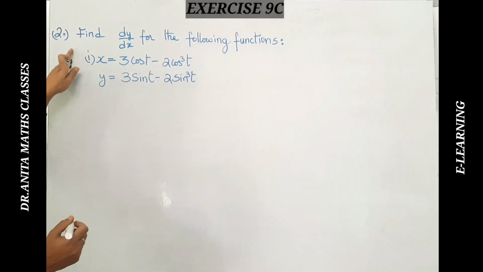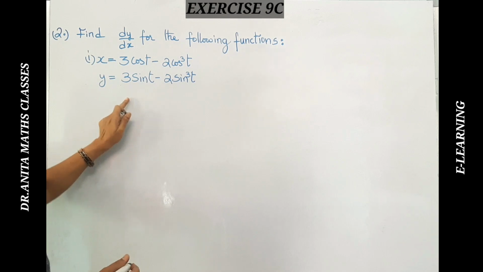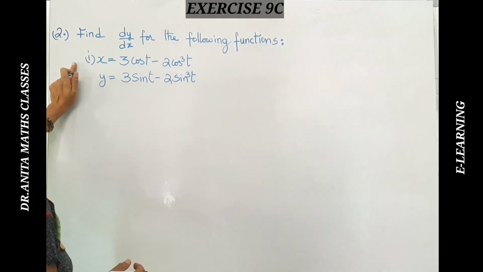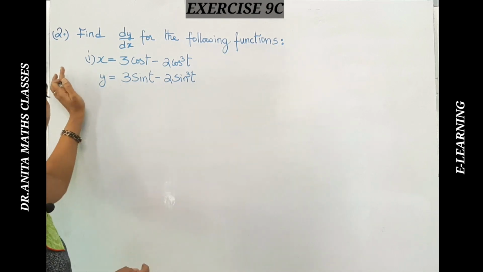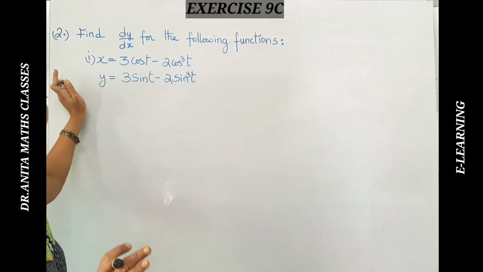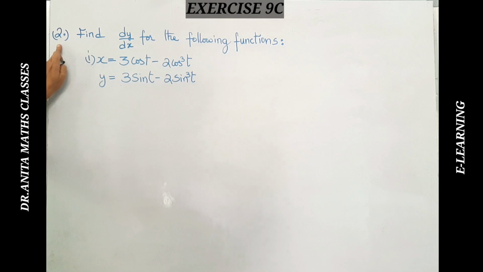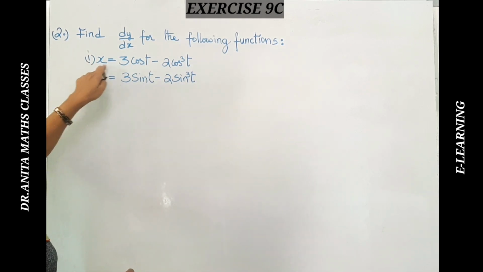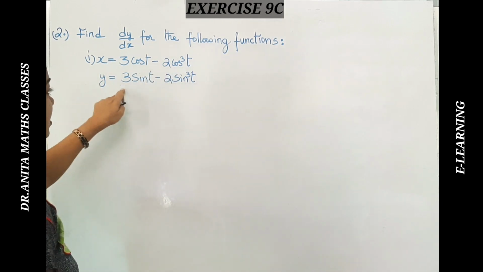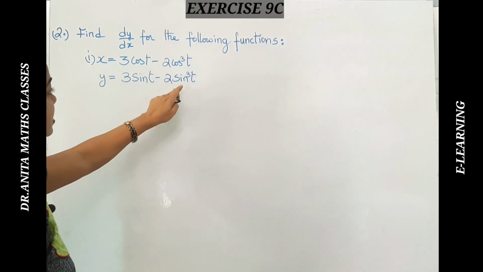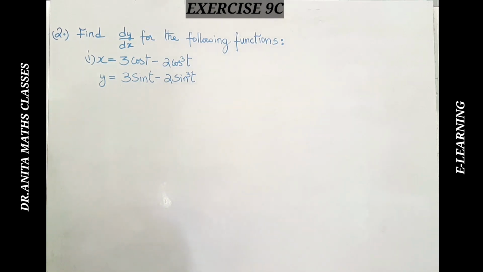Now the second problem, find dy by dx for the following functions. Till now, in the second section, the first bit, we have completed 10 problems. Now moving over to the second bit of the second section. In that, the first one: x is equal to 3 cos t minus 2 cos cube t and y equal to 3 sin t minus 2 sin cube t. We need to do the differentiation of dy by dx for these functions.